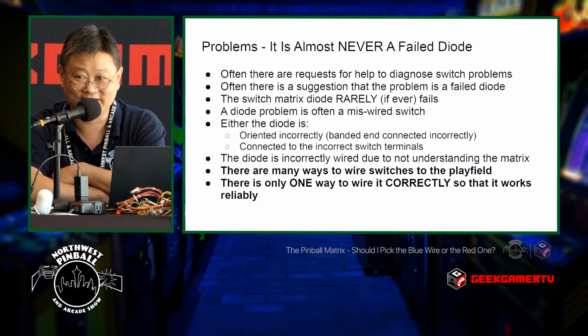These last two are kind of me being a little bit facetious, poking the bear. There are many ways to wire the switches on the playfield. You know, C, NO, diode, who cares where. There's only one way to wire it correctly so that it works. And that's according to the wiring diagram. And it's always wired the same way. I can't stress that enough.